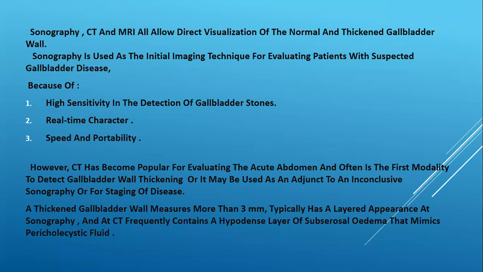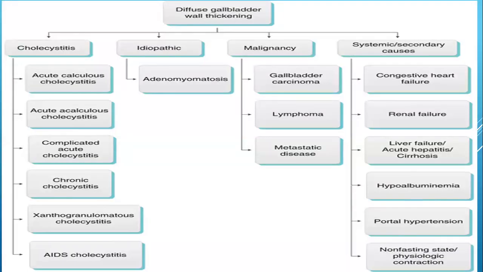A gallbladder wall thickness of more than 3 mm means that it is thickened. It typically has a layered appearance at sonography, and at CT frequently contains a hypodense layer of subserosal edema that mimics pericholecystic fluid. This is a schematic for diseases of diffuse gallbladder wall thickening.